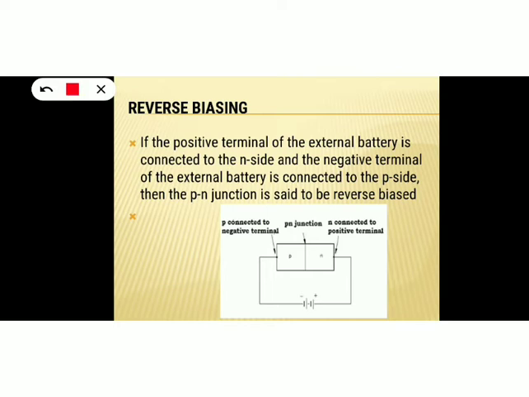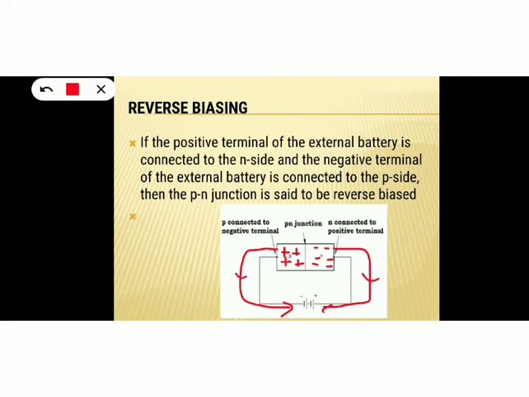And in doing so, what happens? On the P side we have positively charged holes and on the N side we have negatively charged electrons. These holes and electrons are attracted towards the battery. The holes, which are positively charged, are attracted to the negative of the battery, and the electrons, which are negatively charged, are attracted to the positive side of the battery.